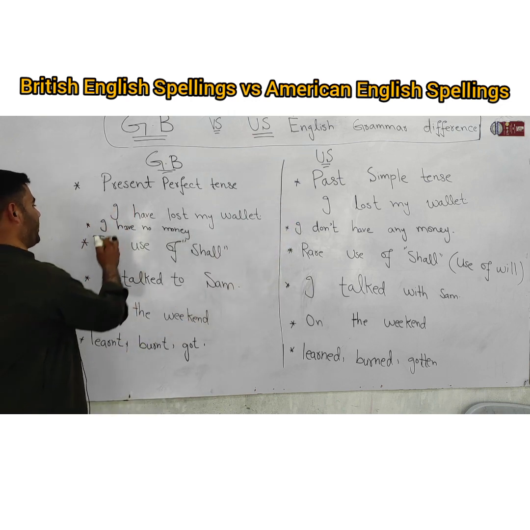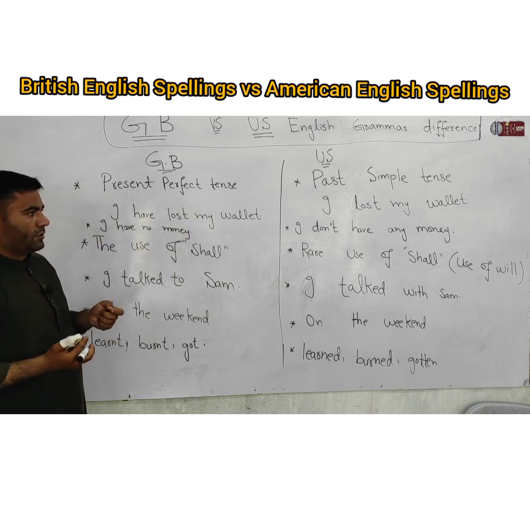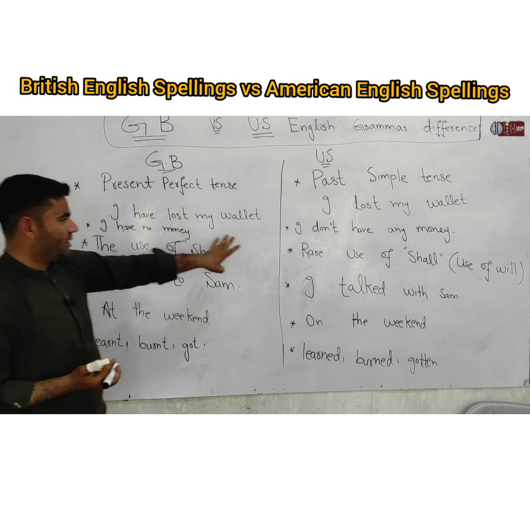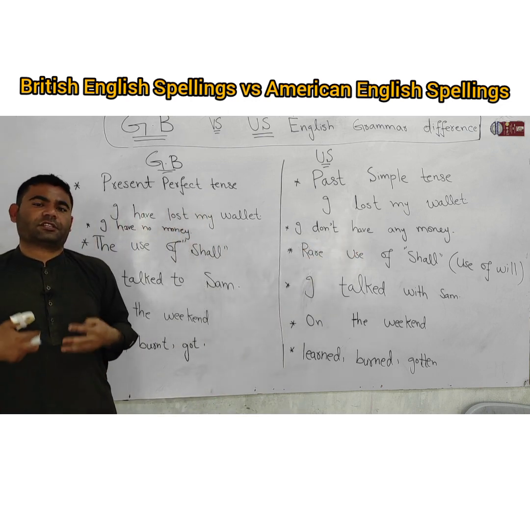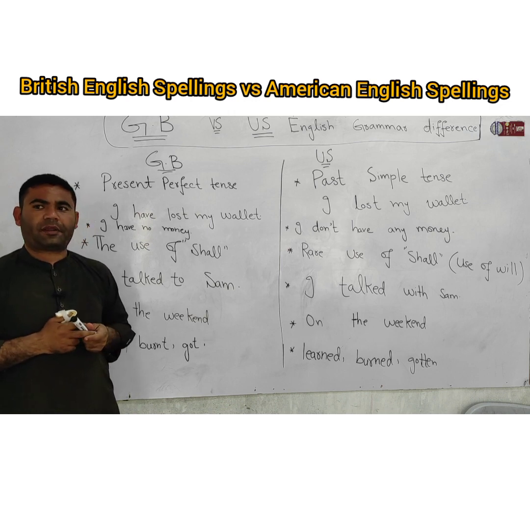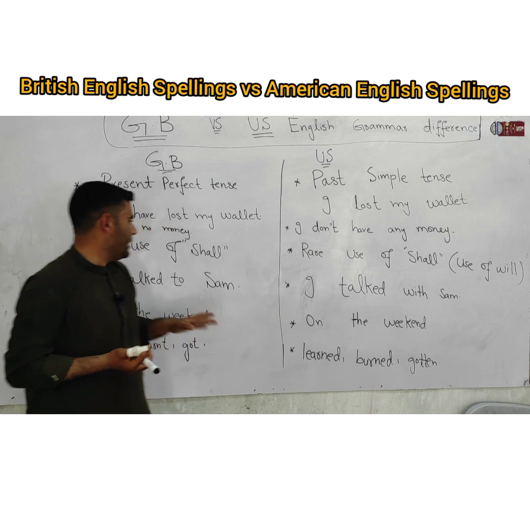Next, "I have no money, I have no time." Americans will use "I don't have any." For example, "I have no time, I have no money." Americans say "I don't have any time and I don't have any money."